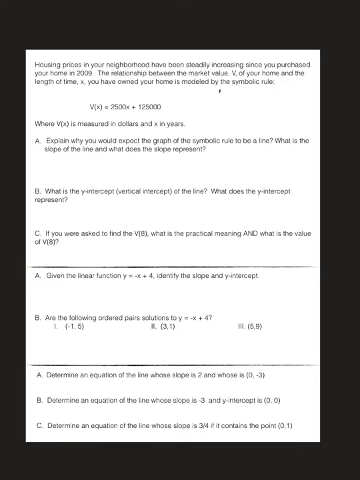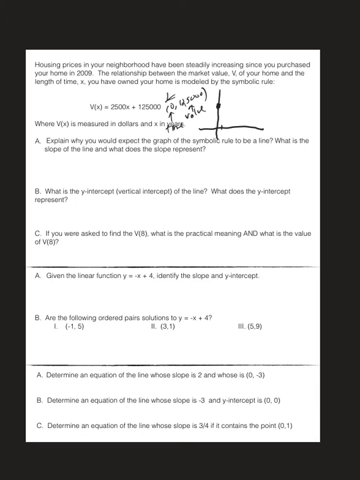I want you to think for a moment here if there was an x and y axis and you were plotting the y-intercept. Remember that in slope-intercept form, the y-intercept for this would be 0, 125,000. Remember also that the x represents time and the V of x represents the value of the home in dollars. So here it is. I'm just going to plot an arbitrary point, 0, 125,000.